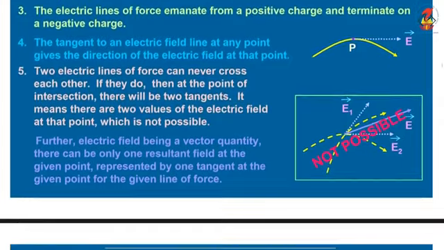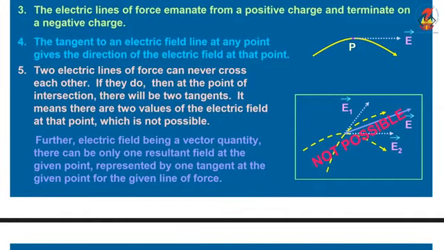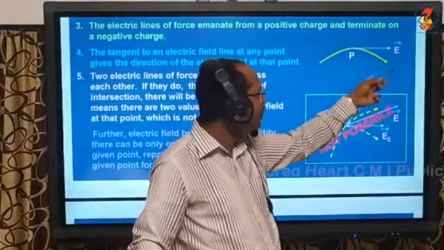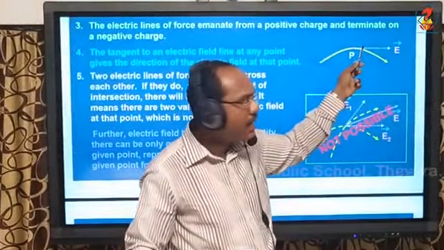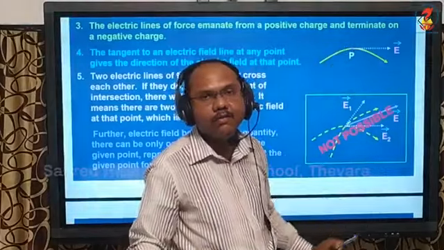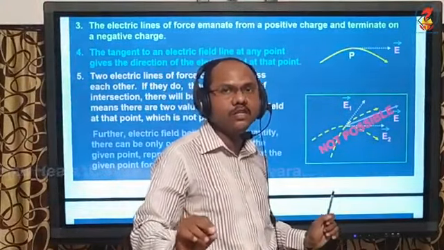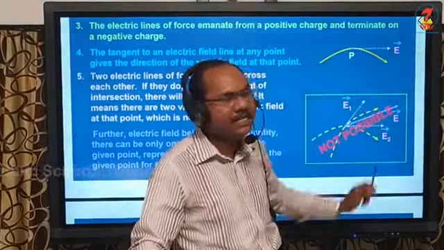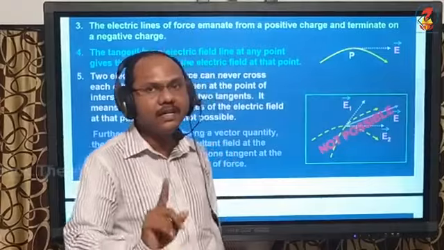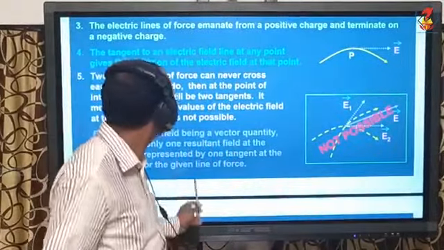The fourth point, tangent to an electric field line at any point gives the direction of the electric field at that point. Look at the adjacent figure. The yellow curved line is actually the line of force. I have marked a point P, and at that point I have to find the electric field. So what should I do? Just draw a tangent, and that tangent gives the direction of the electric field at that point P.